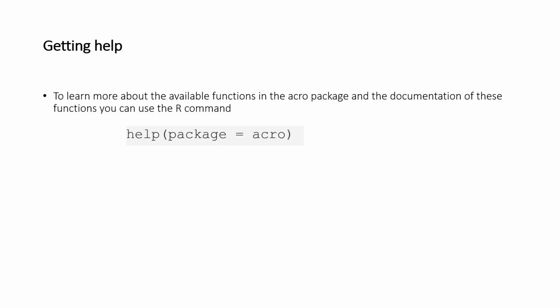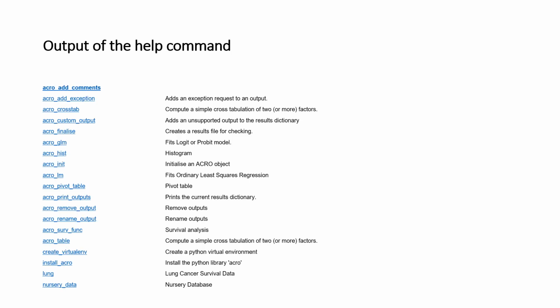To learn more about the available functions in the ACRO package and the documentation of these functions and their parameters, you can use the R command help(package = ACRO). And here is the result for the help command. The list of the functions is shown, and you can click on one function to know more about it.